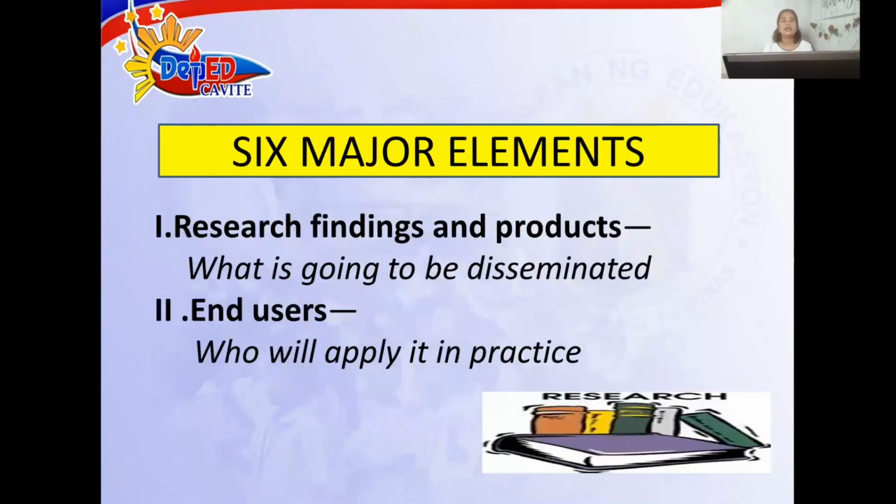in the first step, we have the research findings and products. So what is going to be disseminated? Be specific. What topic are you going to disseminate? Next, for the end user, who will apply it in practice? For this, in our school, our end user is always the pupils.